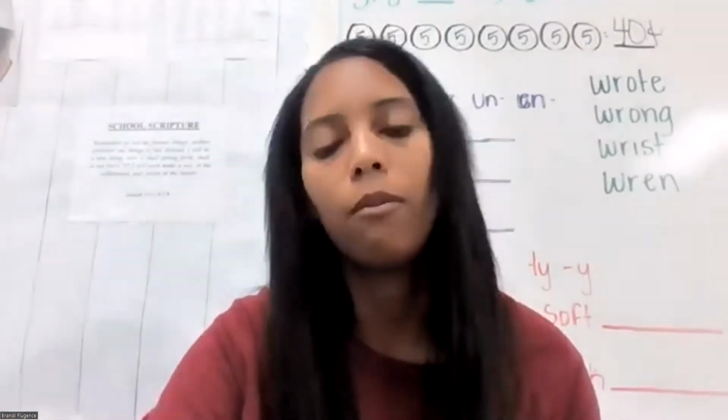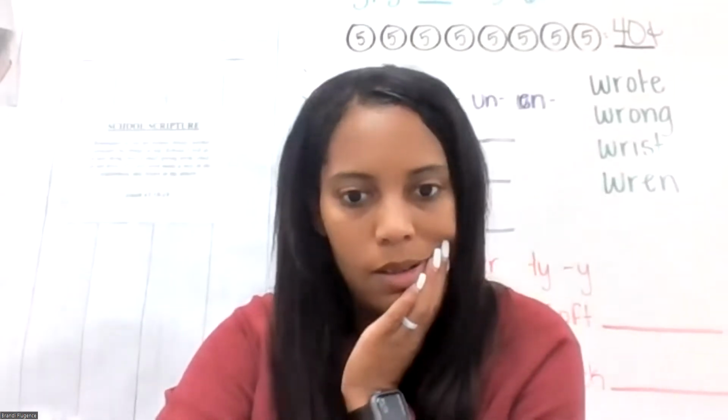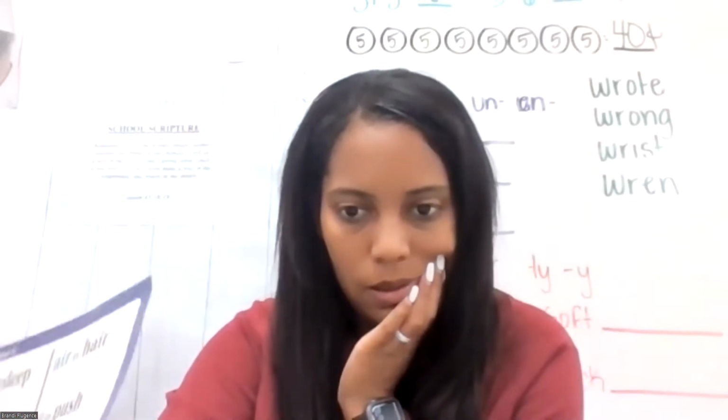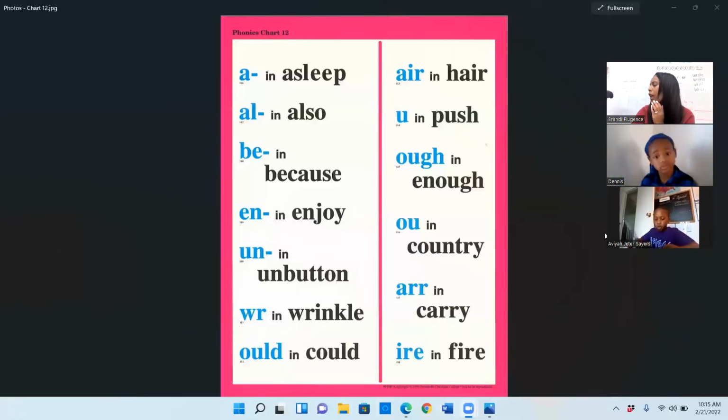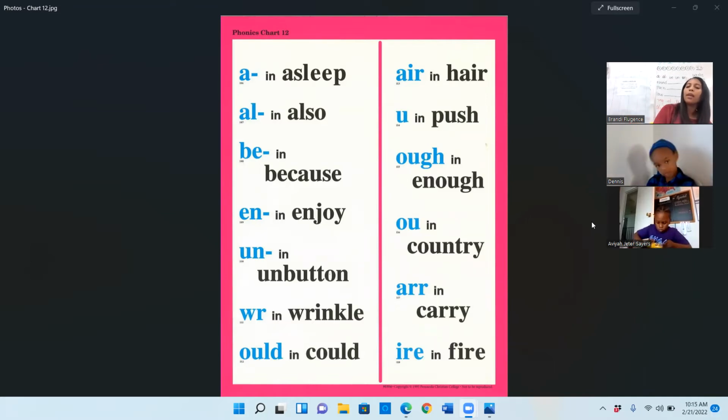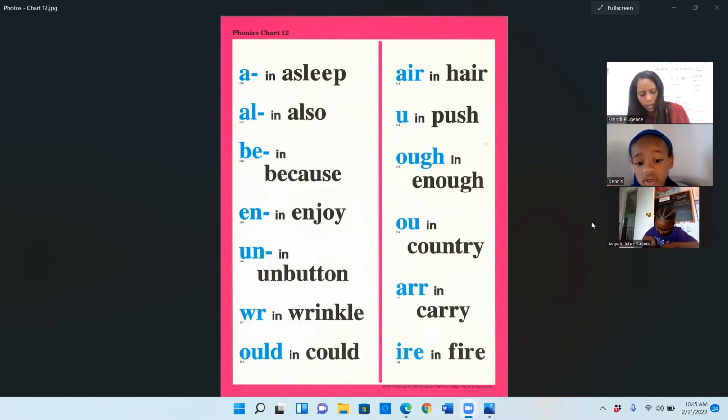All right, so we'll just do chart 12 today. Let's see if we can say it together. We've been practicing for about a week now. Let's see how well we know our chart. All right, let's go. So A says uh, and asleep. AL says all, and also. BE says B, and because. EN says in, and enjoy. UN says un, and unbutton.